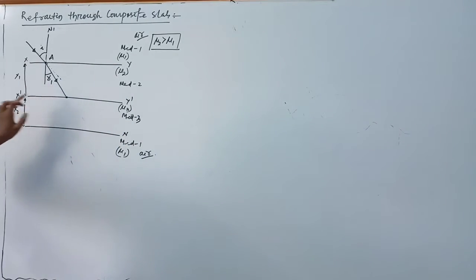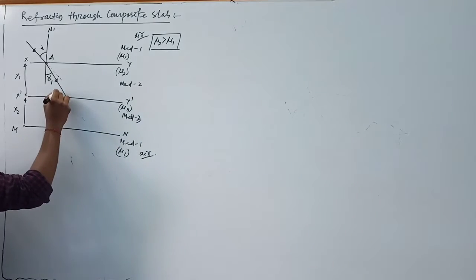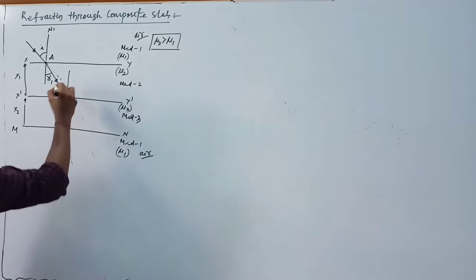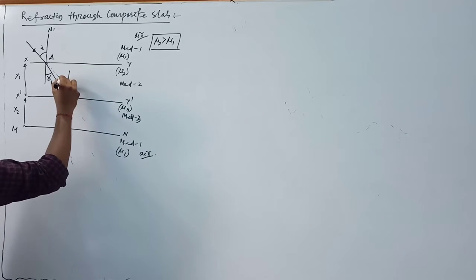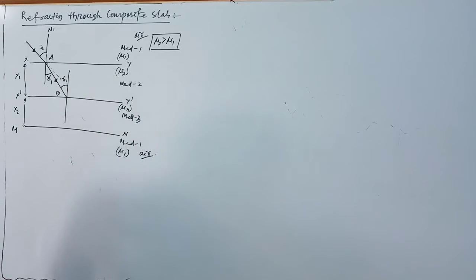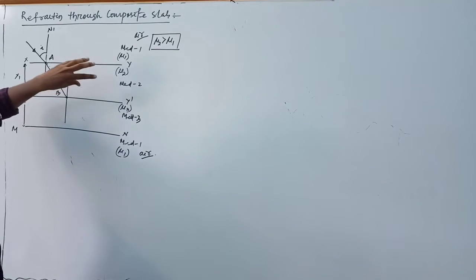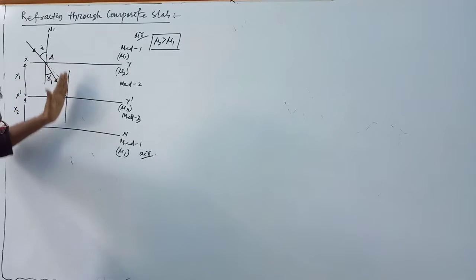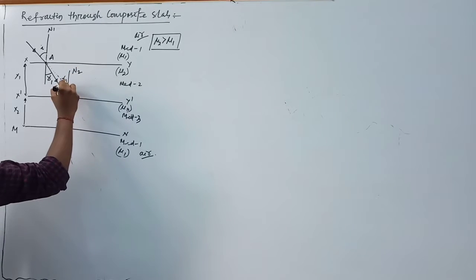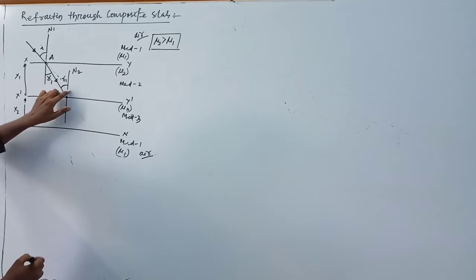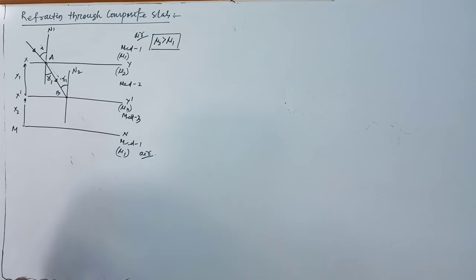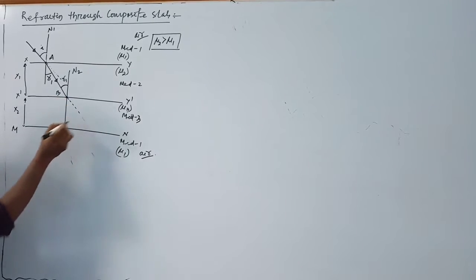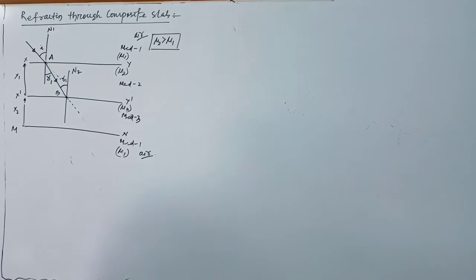When this refracted ray reaches the X'Y' interface and strikes at point B, we have to draw a normal at the point of incidence, and this angle is also the angle of incidence, that is R1. This is the second refracting surface, and for the second refracting surface this is the incident ray, and the angle the incident ray makes with the normal is known as the angle of incidence. These normals are parallel to each other, so this is also R1. This is the line of action of the incident ray.